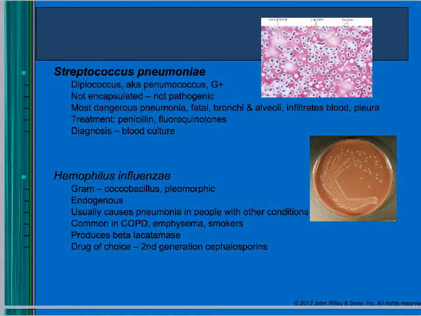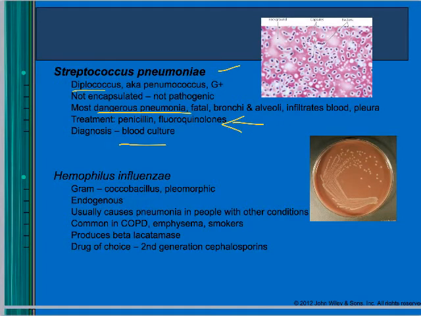Okay, so Streptococcus pneumoniae, okay, is a diplococcus. Okay, it has a capsule. If it doesn't have a capsule, it's not pathogenic. This is the most dangerous one. Okay, so lots of times this is what's hard on the elderly. Okay, so it's going to go through. It can infiltrate the blood. They can go septic. They'll diagnose it with the culture. They can try to treat it with penicillin and Cipro.